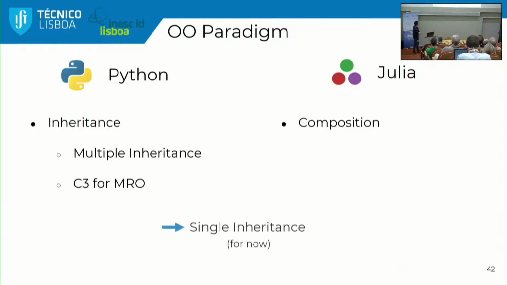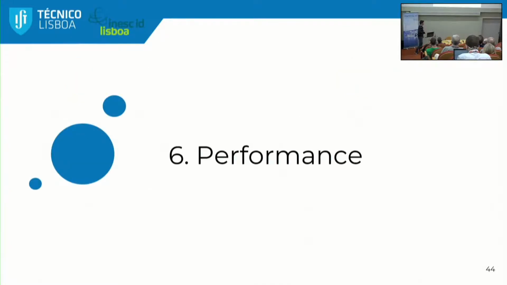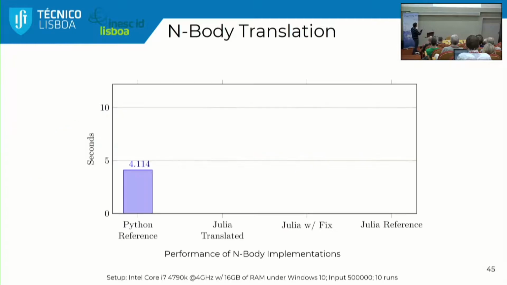And so, for now, we're focused on mapping single inheritance, but this will definitely be a point of future interest. Now, the last thing to talk about is performance. We've translated an implementation of a common benchmark, the n-body problem, into Julia, which has both a reference Python and a reference Julia implementation. Here you can see the time of Python's reference version, which was 4.1 seconds.